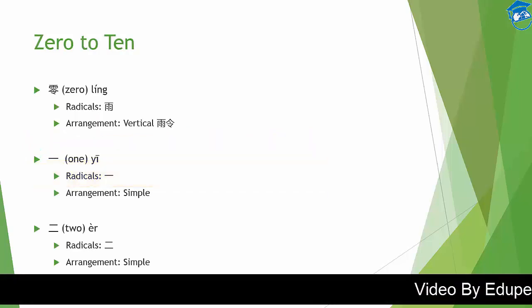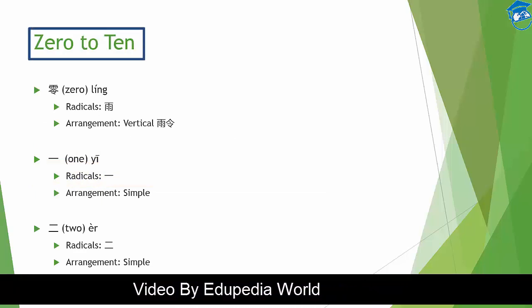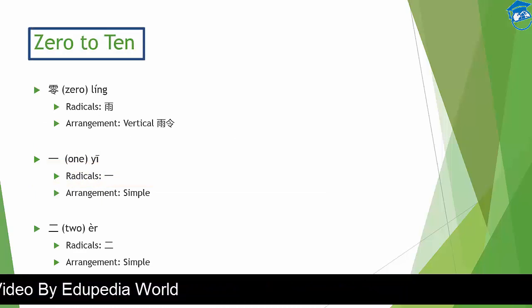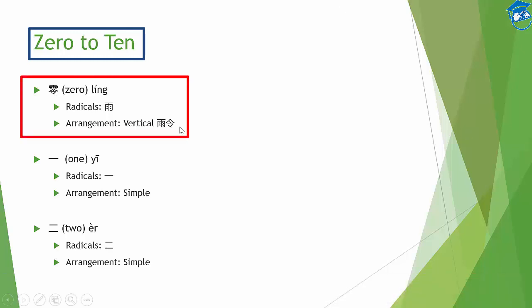So the first one, I'm gonna talk about from 0 to 10. So that's the basic numbers that you can learn. So first one, 0, is 零. The radical is what is on top here. And then the arrangement is vertical, as you can see, it consists of the top part and the bottom part of these two words. So it's vertical arrangement.